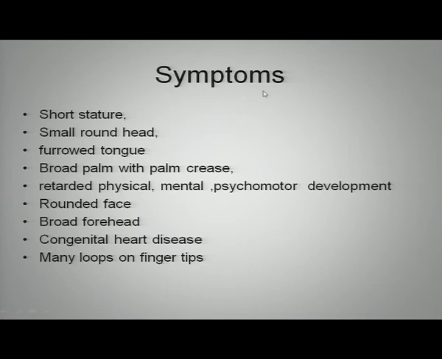Now, coming to the symptoms of this particular disease. What are the different symptoms? One is short stature. The other is a small, round, moon-like face and head. Furrowed tongue. They have a broad and flat palm with a palm crease. Physical, mental and psychomotor development is retarded. They have a round face, broad forehead, congenital heart diseases, and many lobes on the tips of the fingers.